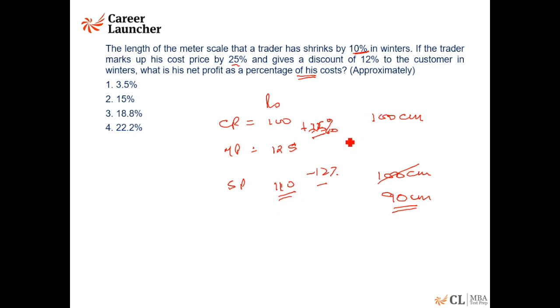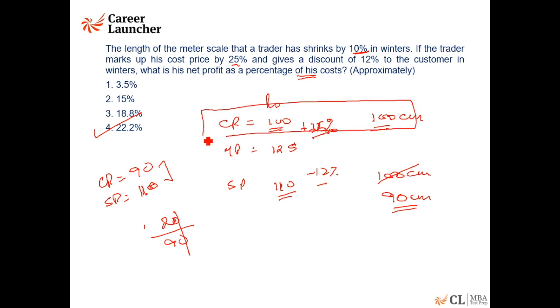But what was the cost price of 90 centimeters? Cost price of 100 centimeters is 100 rupees, so cost price of 90 centimeters should be 90 rupees. So cost price is 90 rupees. Selling price is 110 rupees. So what is the profit percentage? Profit of 20 rupees on a cost of 90 rupees. 2 by 9, 22.22%.